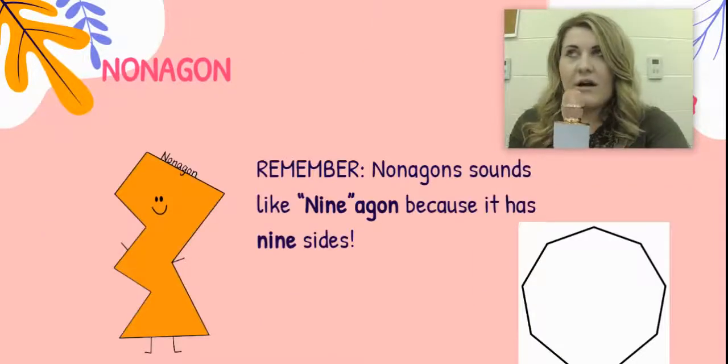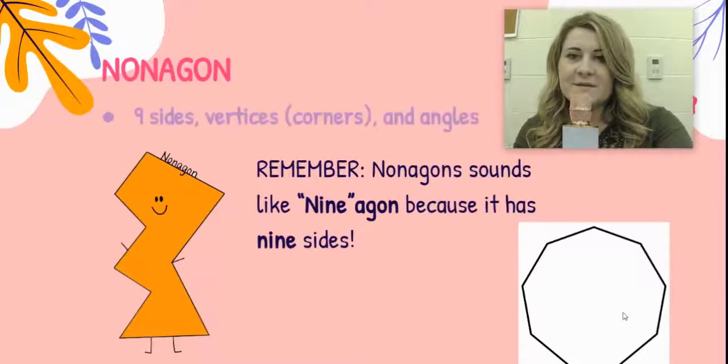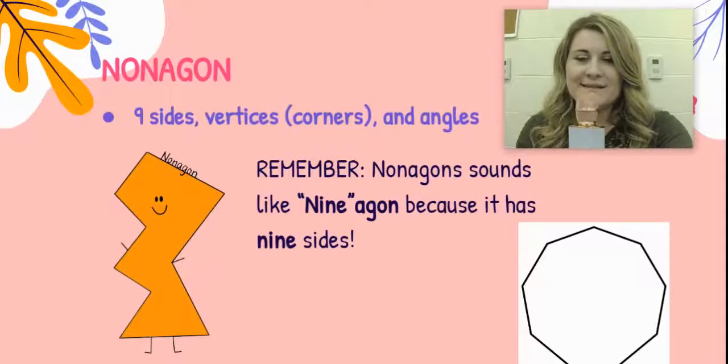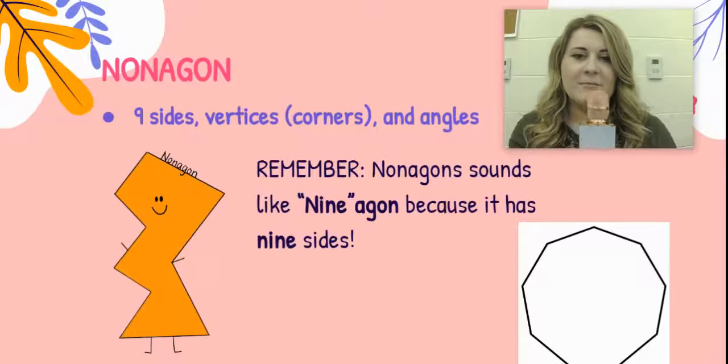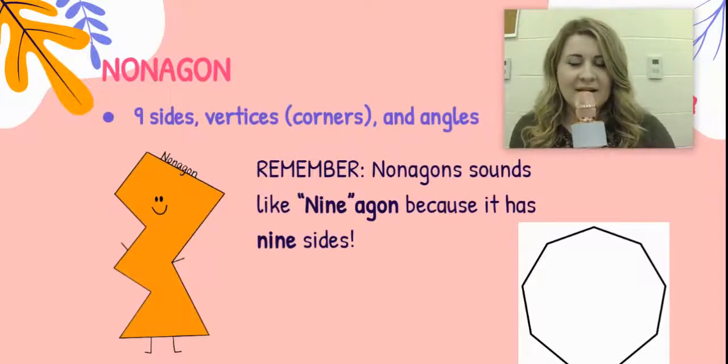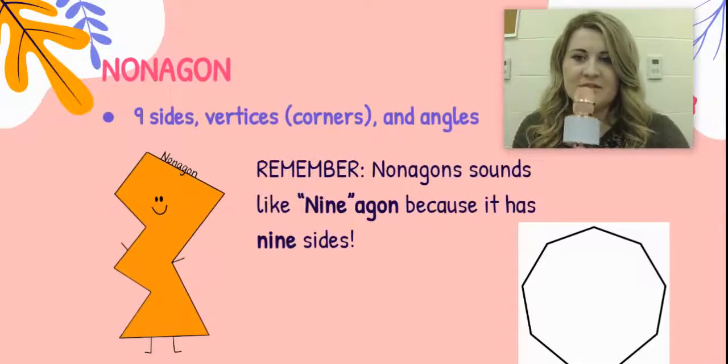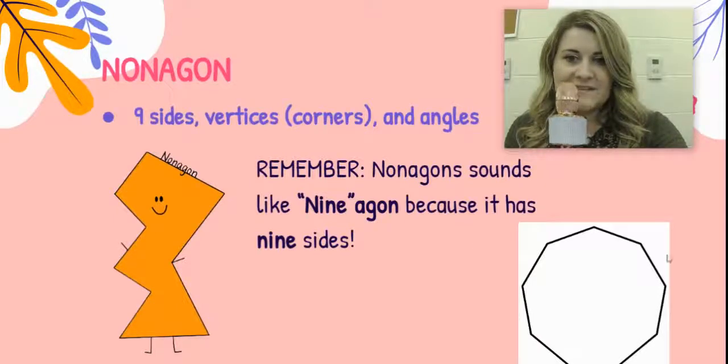Next, we have a nonagon. Guess what? This one's super easy because nonagon sounds like nineagon, and these are both the only ones that start with the letter N. So we have our nonagon guy over here. He's super cute and tall. He has 9 sides, and then this is a traditional nonagon over here.